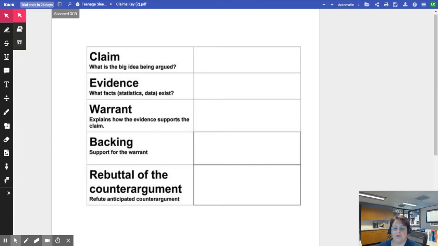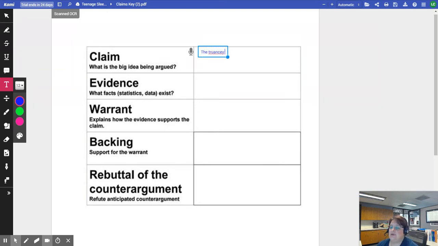Hi, so let's take a look and see how this claim worksheet can be used so that you can build your argument. So what you want to do is start with your claim. And so for this module, we're looking at the fact that teens simply aren't getting enough sleep. So I'm going to write for my claim exactly what it is I'm needing to prove. So let's do it this way.